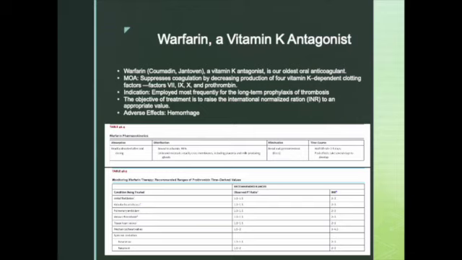Because the onset of the effects is delayed, we don't want to use it in an emergent situation. If we need something to act more rapidly, then anticoagulant therapy has to be initiated with something that's going to be more fast acting.